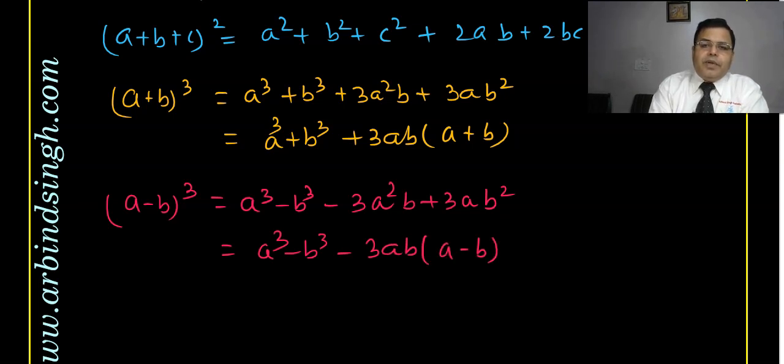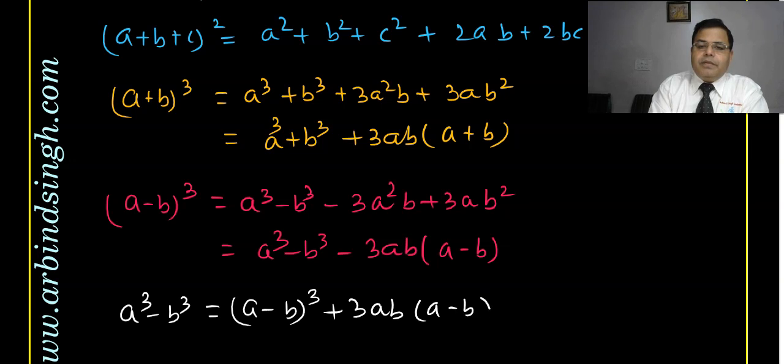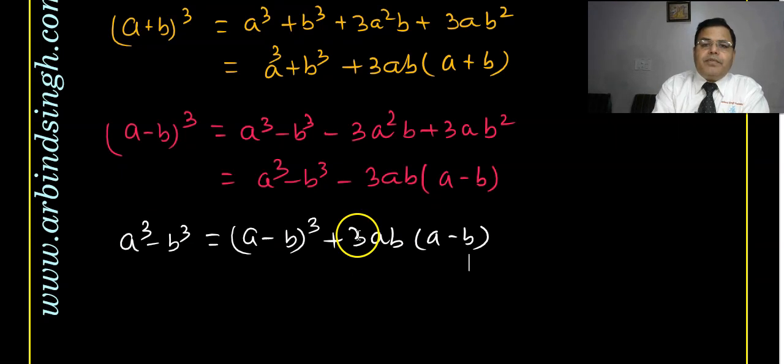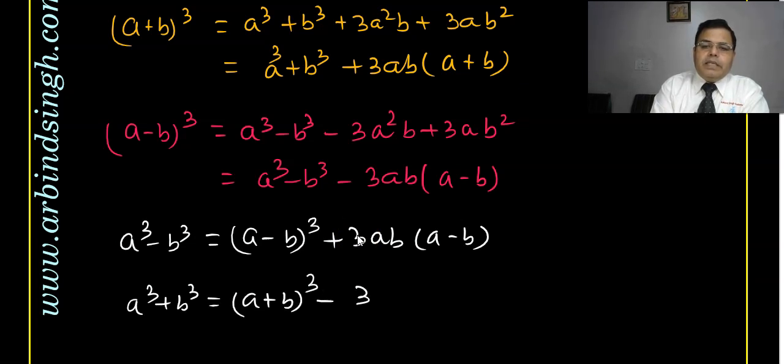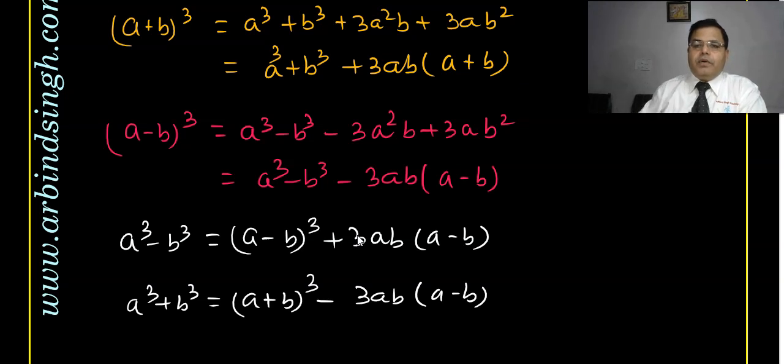Similarly, if somewhere it is required, then we can write that a cube minus b cube is (a minus b) whole cube plus 3ab (a minus b), and a cube plus b cube is equal to what? This is just derived from here only, right? So a cube plus b cube can be written as (a plus b) whole cube minus 3ab (a plus b). So this is just a derivation of these two. This one is a derivation from here and this one is a derivation from here. So we can use it.